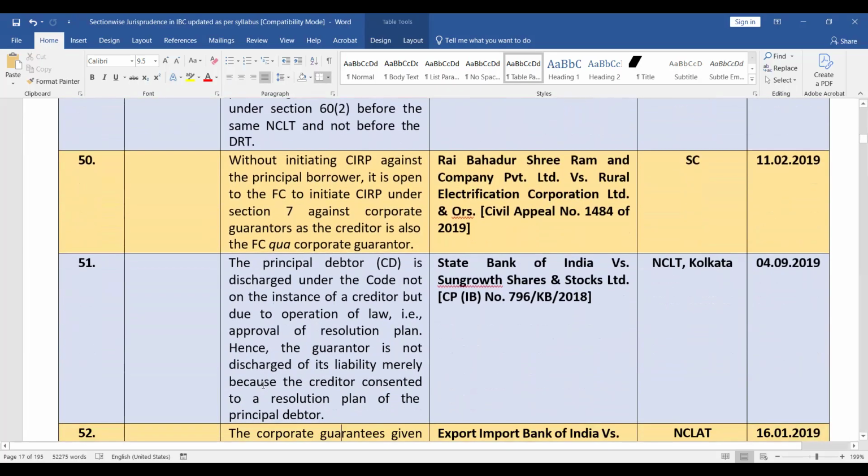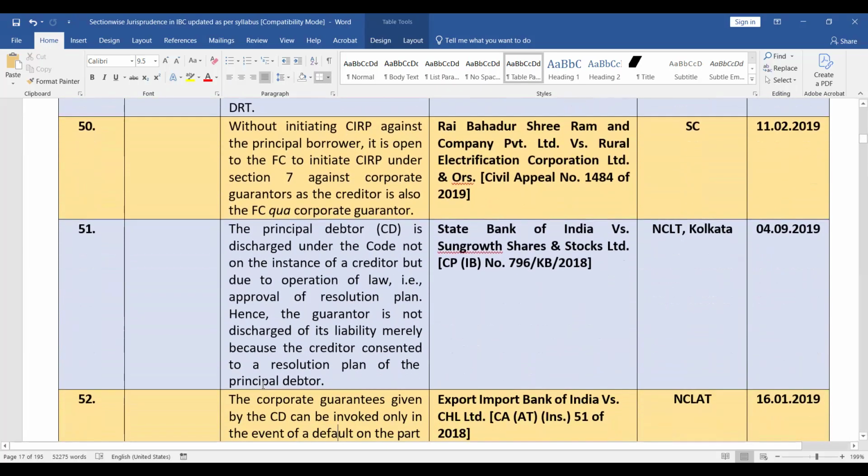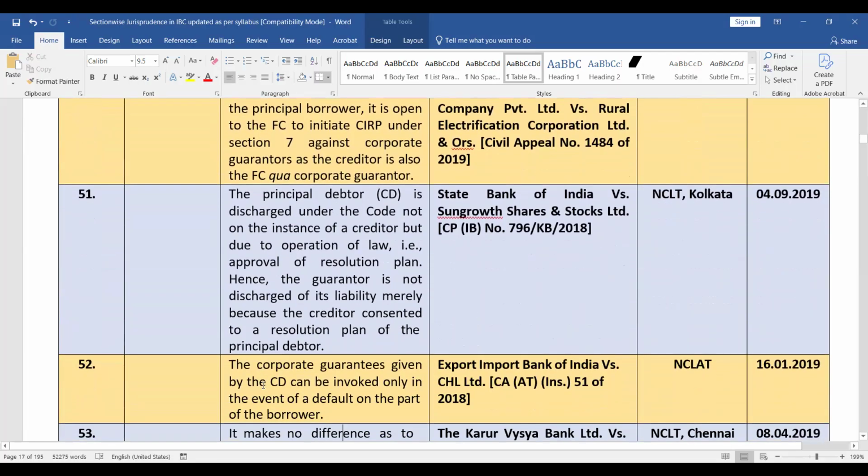द प्रिंसिपल डेटर इज डिस्चार्ज अंडर द कोड नॉट ऑन द इंस्टेंस ऑफ ए क्रेडिटर बट ड्यू टू ऑपरेशन ऑफ लॉ, दैट इज अप्रूवल ऑफ द रेजोल्यूशन प्लान। Hence, the guarantor is not discharged of its liability merely because the creditor consented to a resolution plan of the principal debtor. ठीक है, let us understand it by way of an example.